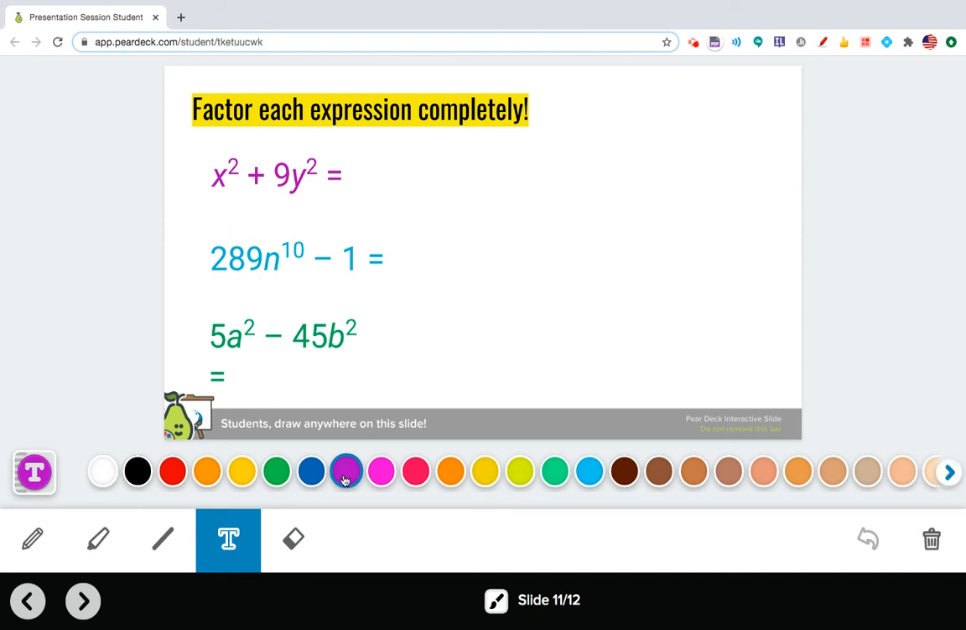All right, so the first one, I am noticing a perfect square, yay. Another perfect square, excellent. But there's a plus sign. So this is prime. This cannot be factored. Did we trick you on that one, or did you remember you can't factor if it has a plus? All right, now we'll look at the next example.